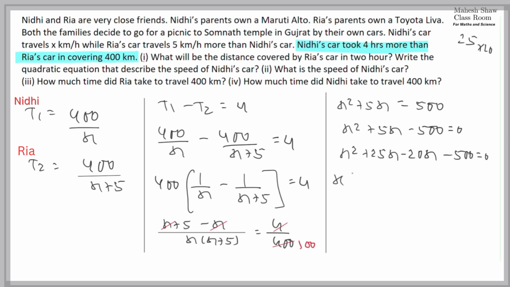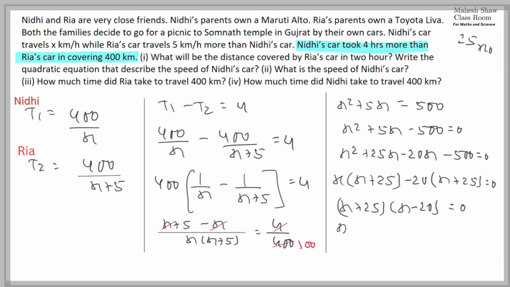So common between the first two terms is x. This is x plus 25 inside, and if I take 20 common here, we'll get x plus 25 equals 0. Now we have x plus 25 as common throughout, and this is x minus 20 equals 0. So either x plus 25 is equal to 0, that will give you x as negative 25. That is not possible as we are dealing with speed, and speed cannot be negative. And x is equal to 20. So we get the value of x as 20 kilometer per hour. Now we'll be in a position to answer the questions.